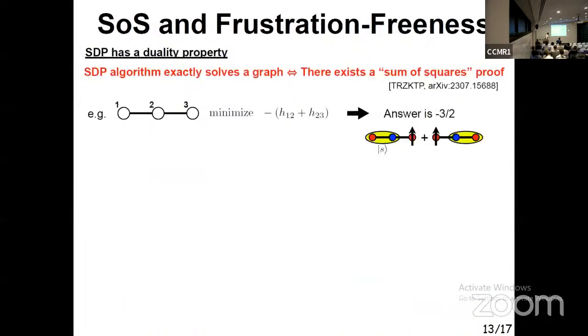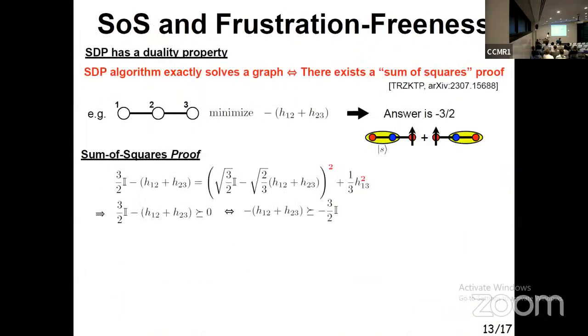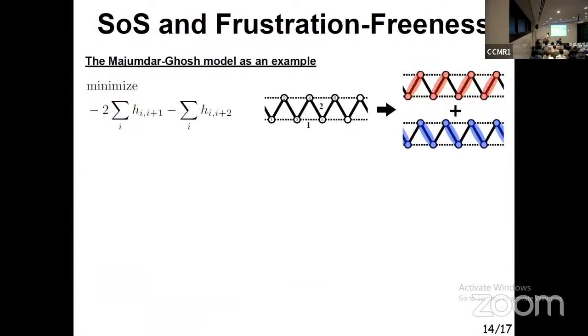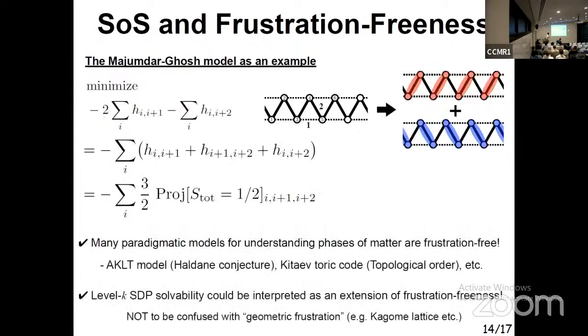So yeah, I'll just briefly mention that we can also show that this particular property that physicists call frustration freeness and our SDP solvability actually exactly coincide. And we show that in our paper. And we can view our algorithm as an algorithmic way to detect those frustration-free models.